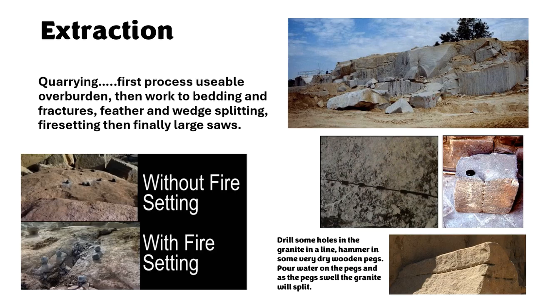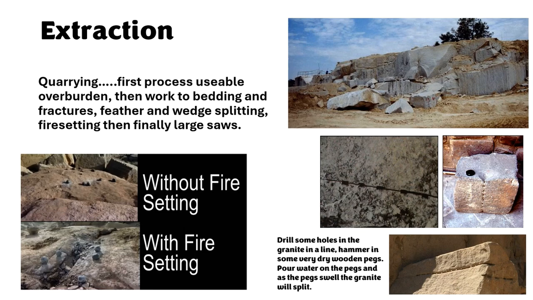When the wedges are struck, they force the feathers apart, creating tension that causes the granite to split along its natural lines of weakness. This method is great for extracting large blocks of stone with minimal damage. It allows for precision in cutting and is often used in the production of stone blocks for construction.